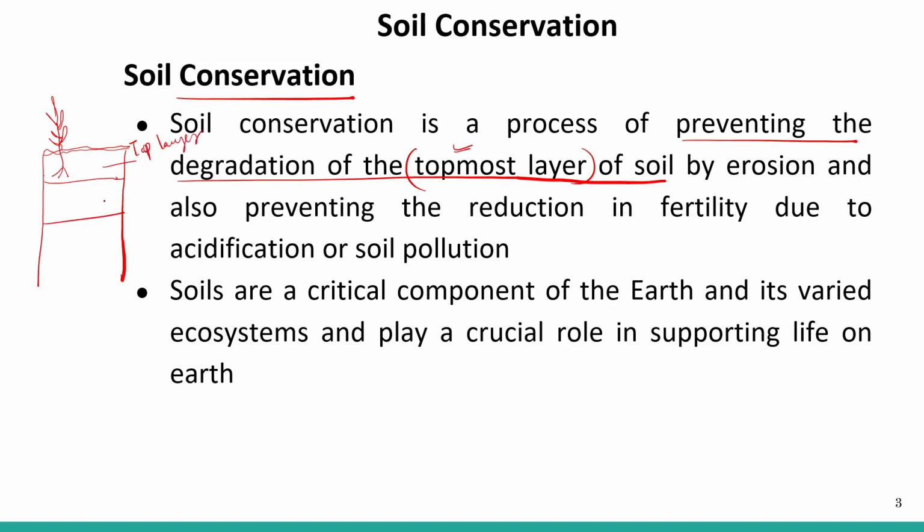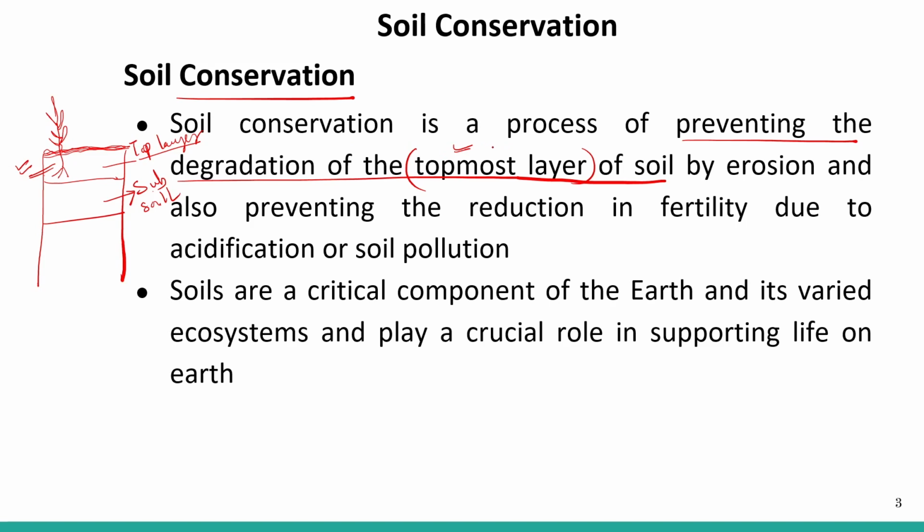So suppose this is the top layer of the soil. This is the topsoil, and this is the subsoil. All the nutrients are present in this top layer, and manure is also present in the form of humus at the top layer. So it is very important to conserve this particular layer.